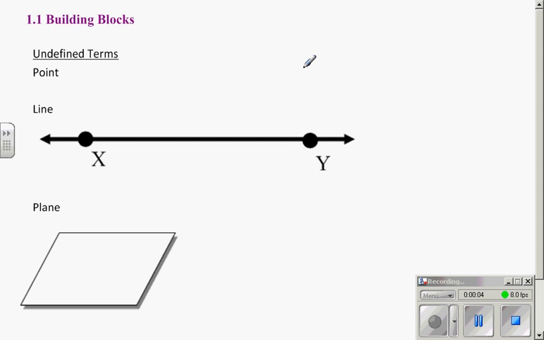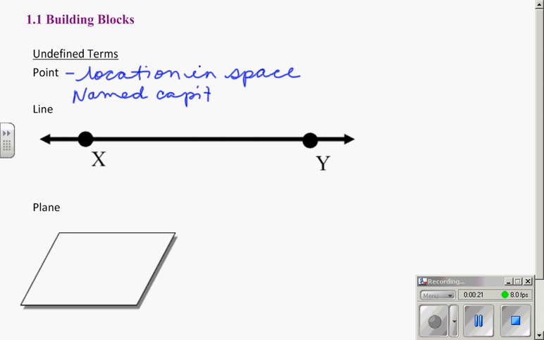Here we go with 1.1, Part 1 notes. A point is a location in space. It's named with a capital letter, and we're all very familiar with that.